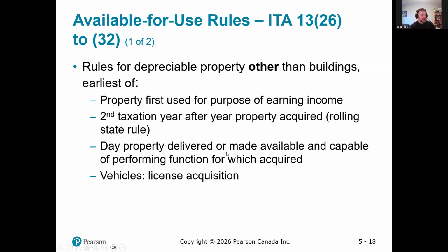If the day the property is delivered or made available and capable of performing the function for which it was acquired, let's say they finish the installation, it's on the floor. I can be printing t-shirts at any time, but I'm just choosing not to. Maybe my supply is down. I'm still waiting for a delivery. So the machine's ready. It's available for use, but I'm not using it. They don't care. The fact that it's available for use is when CCA can start being taken. Now, remember, CCA is discretionary. So if I choose not to take the CCA, I still can do that. The calculation is just based on when it is available for use.